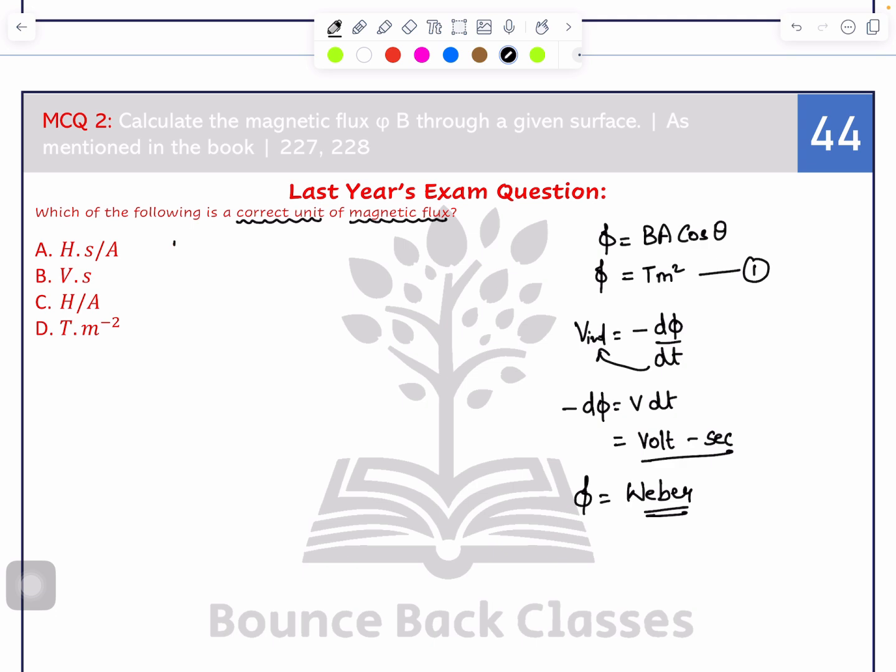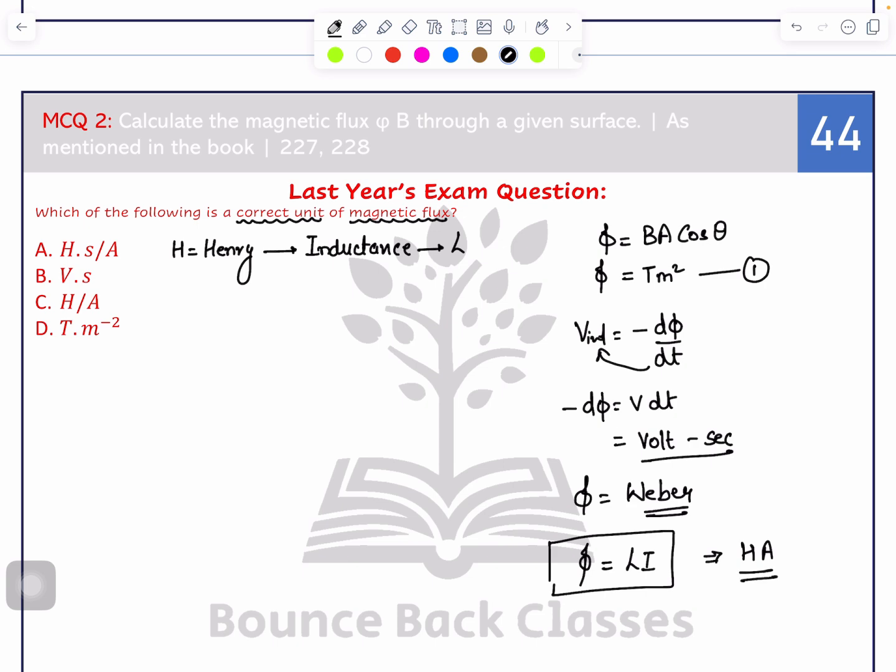In terms of H also, what is H? H is Henry. Henry is the unit of inductance. Inductance means L. Okay, we have one more formula: flux is equal to Li. This one you will learn in inductance, mutual inductance and self inductance. So L here, flux is equal to Li. So can I say Henry times ampere? HA, where H is your Henry and A is your ampere.